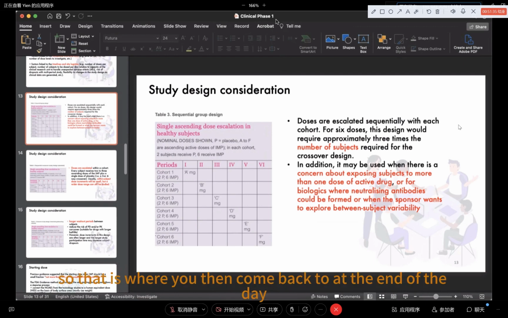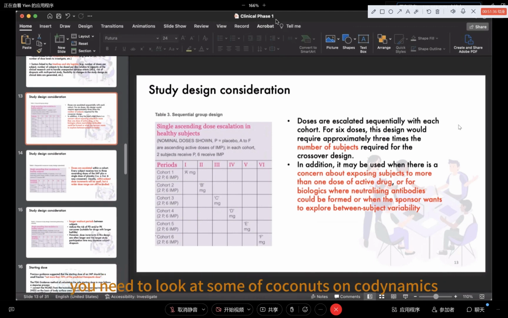So that is where you come back to, at the end of the day, you need to look at pharmacokinetics, pharmacodynamics, and toxicokinetics. That is how you determine what and what during that period of time. And that is also what actually determines your study design considerations. Okay? Everybody understand?